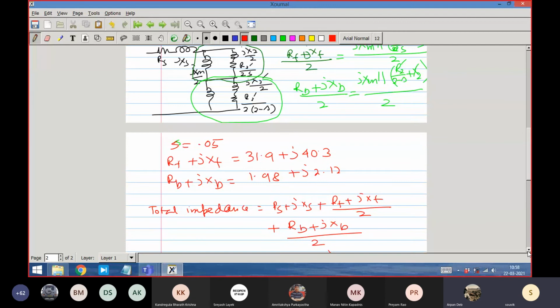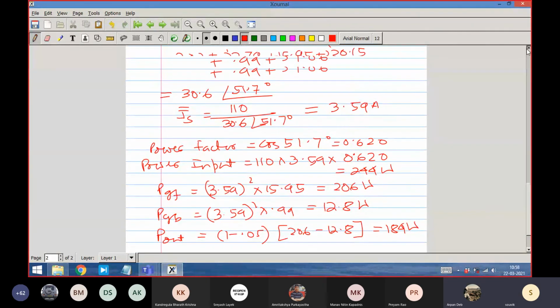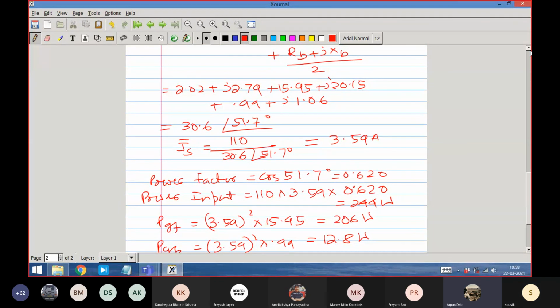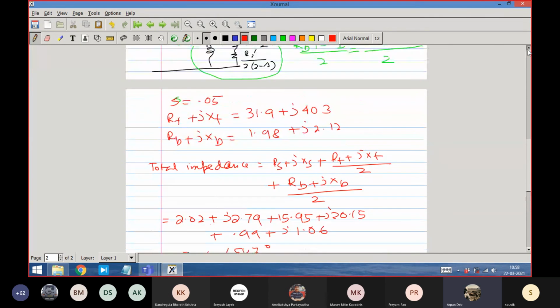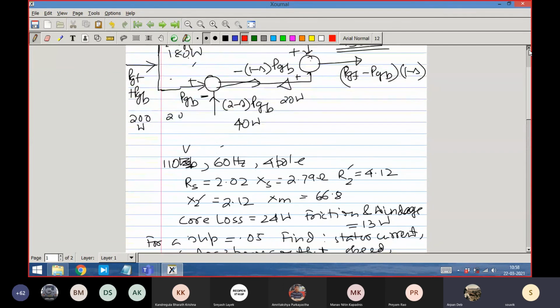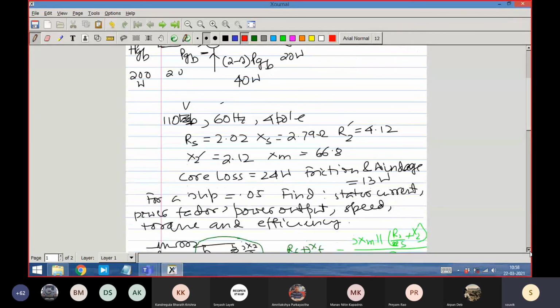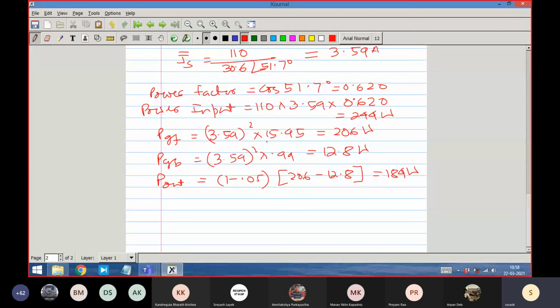Did I write RF in the first expression, long back? While writing, I think you said I square into RF. It should be I square into RF by 2, no? Yes, RF by 2. This is RF by 2, this is RB by 2, right? So this is the air gap power. No, this is the output power we have got.